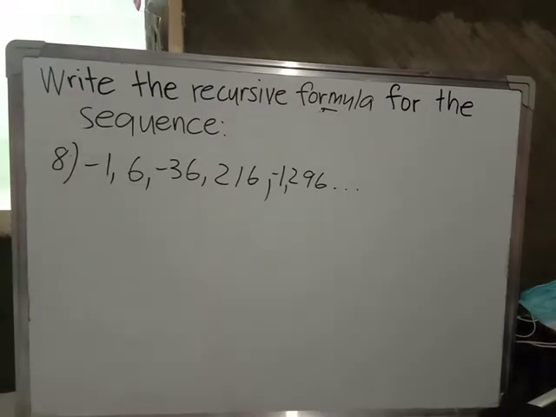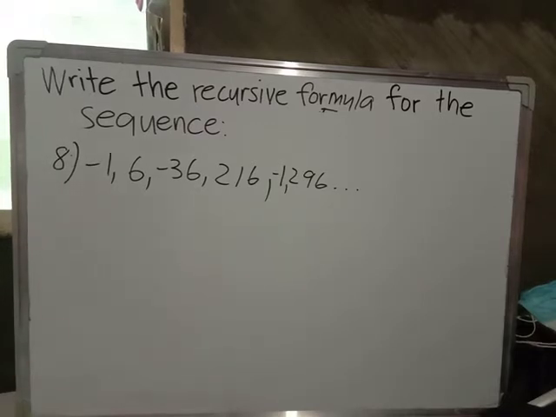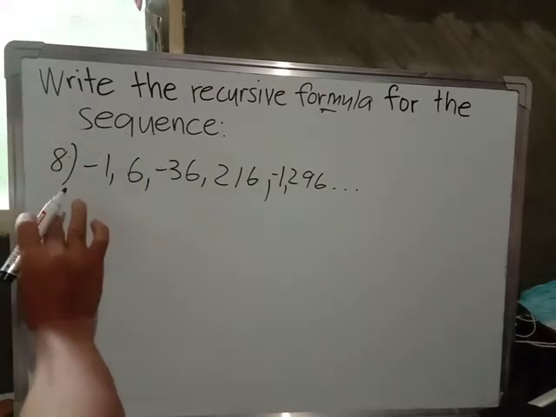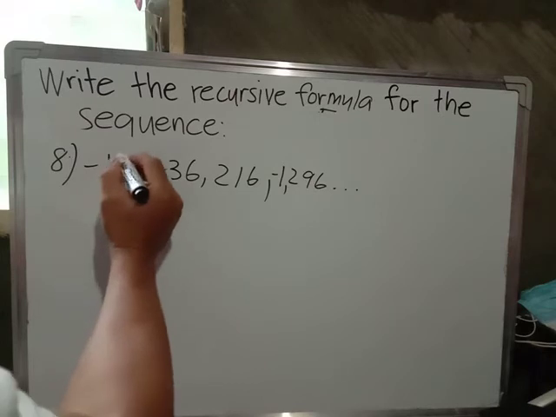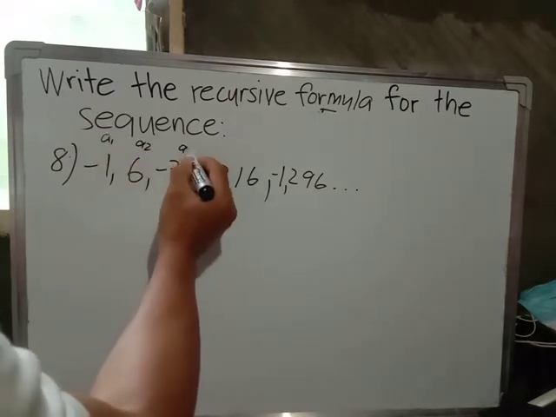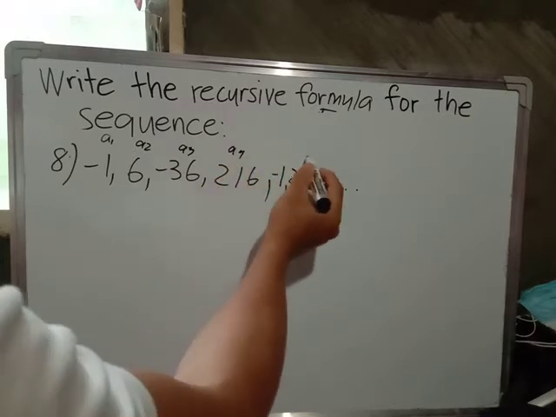Okay, example number 8: negative 1, positive 6, negative 36, then 216, then negative 1296. Sa isang tingin pa lang, wala na talaga tayong mahanap dito na explicit formula. So, no choice tayo, recursive formula na lang. Shortcut na lang natin, hindi na yung mahabang try and error natin. So, alam na natin na E1 ito, E2, E3, E4, and E5.